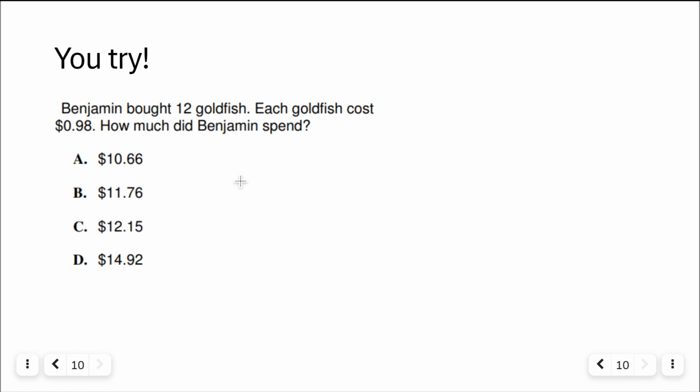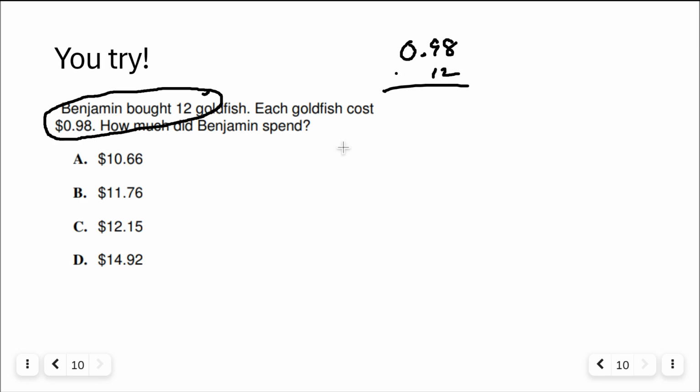And finally, we have this word problem here, a little practice. Benjamin bought 12 goldfish. Each goldfish cost 98 cents. How much did Benjamin spend? Okay, so we can use a nice variation of our estimation here, and I'm not even going to multiply these numbers, right? That's how I would get it. I'd do 0.98 times 12. Okay, that would give me, but why? There's 4 choices. Look at those 4 choices.